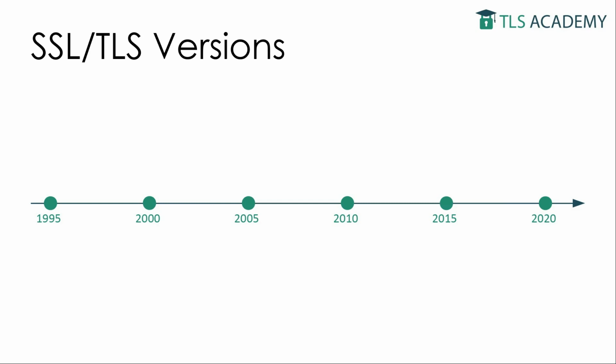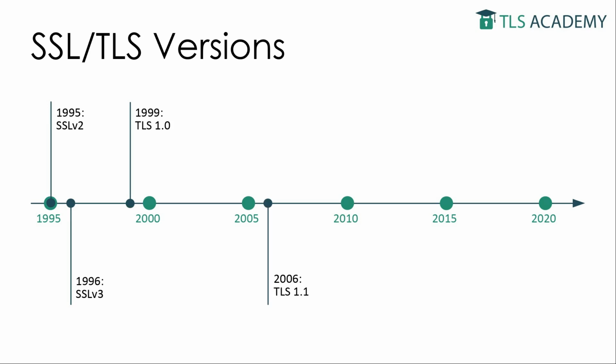Before TLS, there was SSL. SSL is short for Secure Sockets Layer. In 1995, SSL version 2 was released. Just for your information, version 1 was never released. Because of security and usability issues in version 2, SSL version 3 was released in 1996. In 1999, SSL was renamed to TLS, and TLS 1.0, which was essentially SSL version 3.1, was released as an official standard. 7 years later, thus in 2006, TLS 1.1 was released, and another 2 years later, TLS 1.2.